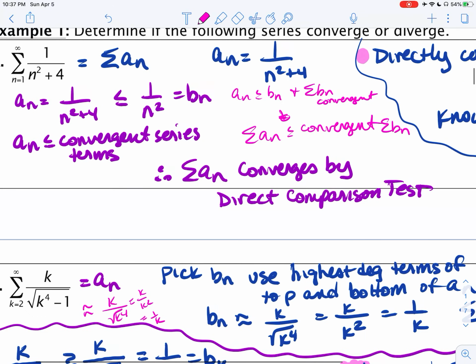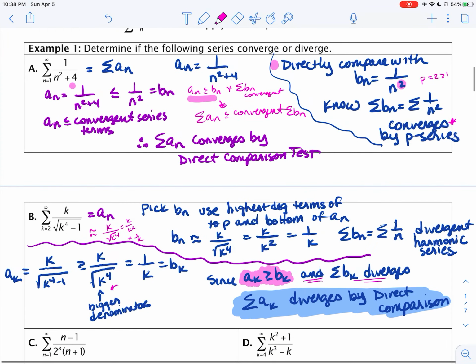I come in here and I see that a sub n is equal to 1 over n squared plus 4, and that's going to be less than the same numerator over n squared, because n squared is a smaller number than n squared plus 4, so we actually have a bigger number. I have shown here that a sub n is less than or equal to b sub n, and because b sub n is a convergent p-series, I can use the direct comparison test and make that conclusion.